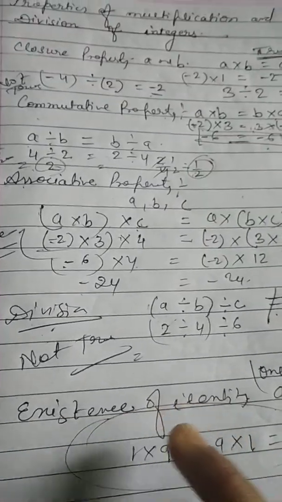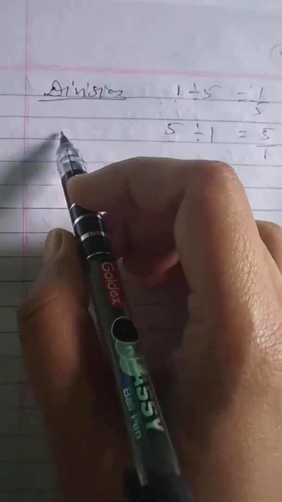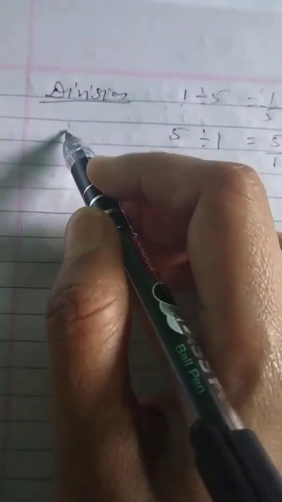So this identity exists for multiplication, but for division it does not exist. You can see if we divide 1 by 5, we will get 1 by 5, and 5 divided by 1, its value is 5. Here is 1 by 5 and here is 5. So both are not equal. There is no existence of identity in the division case, but for multiplication, the identity is 1.